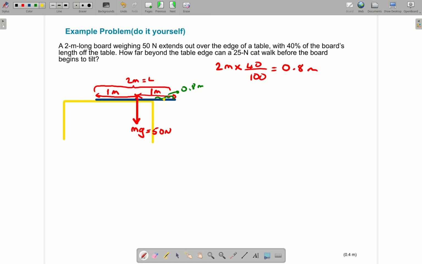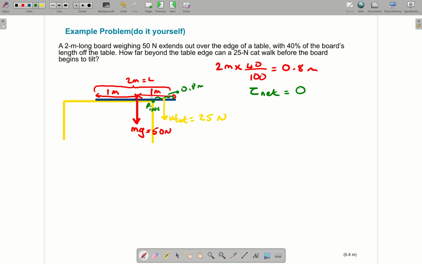So a cat will be walking to a point somewhere here, and I'm going to have the weight of the cat, which is 25 Newton here. I want the board not to tilt, so I pick a pivot point, naturally the edge of the table, because if the board tilts, it will tilt from there. If I don't want tilting, the net torque about this pivot point should be 0. It's getting cluttered, but I'm going to put the pivot here.